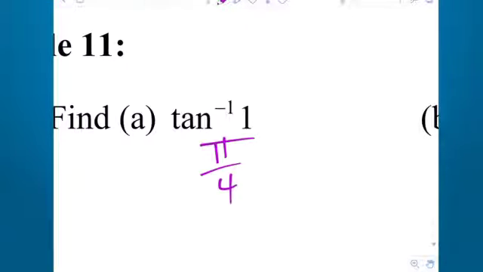Why is inverse tangent of 1 pi fourths? Because what is tangent of pi fourths? 1. Good. Now, what is tangent of 5 pi fourths? Wait, what? Tangent of 5 pi fourths. Quadrant what? 3. Negative x, negative y. So tangent of 5 pi fourths is also 1. But why then is the inverse tangent of 1 not 5 pi fourths? Not in the PVR. Good.